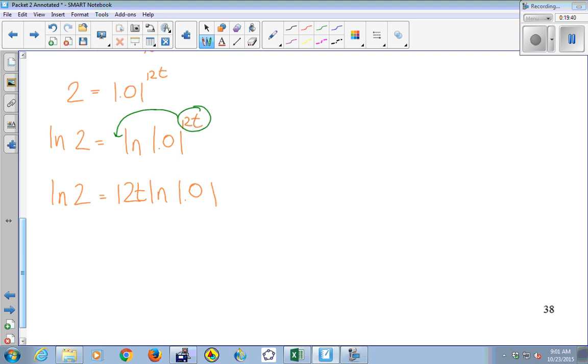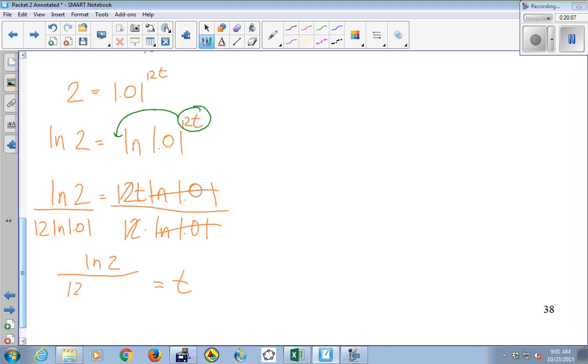All right, so how do I get the t by itself now? I'm going to divide both sides by 12 and by the ln of 1.01. And then my 12s will cancel and my ln's will cancel, and I'll just have the t. So this side also divide by 12 and the ln of 1.01. So t is exactly equal to the ln of 2 divided by 12 ln 1.01.